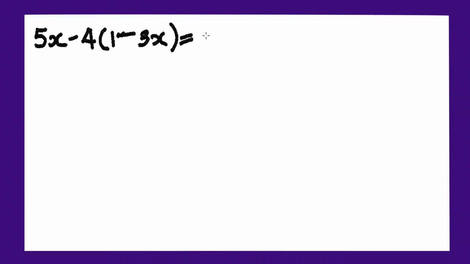It's 5x minus 4, open brackets, 1 minus 3x, close brackets, is equal to 4x minus, open brackets, x plus 1, close brackets.